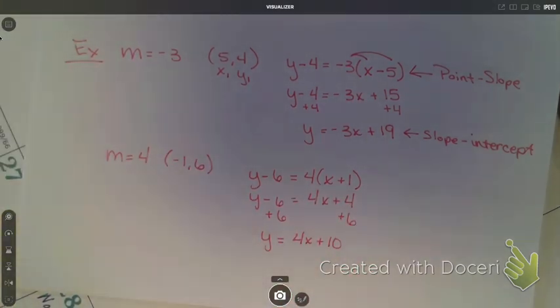So your assignment is 4 through 16. When it gives you a point and a slope, guess what form you should be using? Point slope form.